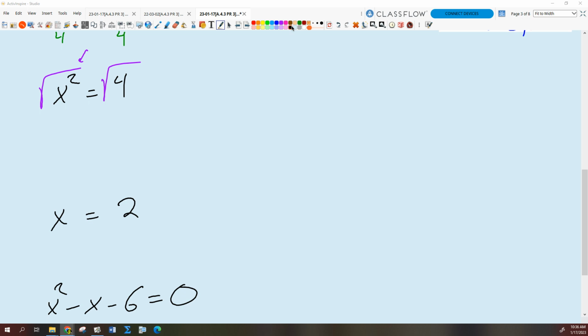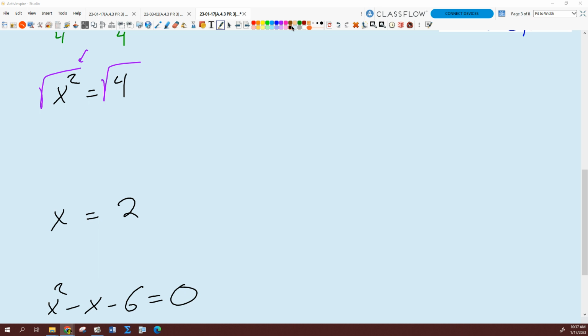Does anybody see another solution there? We could check that and it works. If I plug that back in, x equals 2, 2 squared equals 4, so that works. Is there another one that would have worked though? What else could I square and get positive 4? Negative 2, right? Well, where did that come from? Okay, here's where it comes from. There is a missing step that nobody ever shows, and this is it.